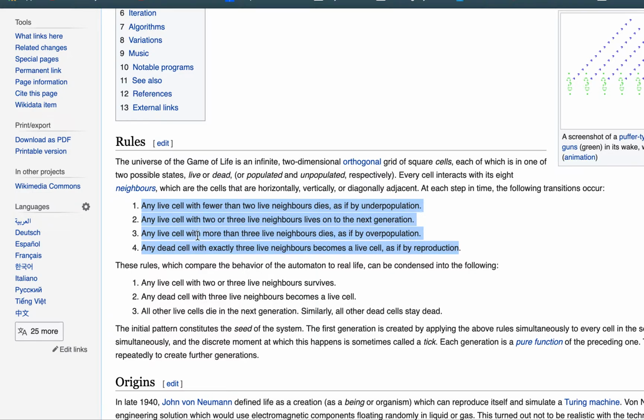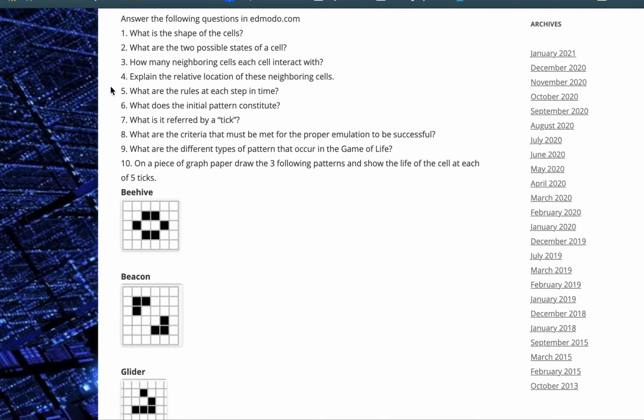When does it die? When it's overpopulated, more than 3. And more than 3 doesn't mean just 4. Make sure you understand that you can have up to 8 neighbors. Somebody answered with a 4, and that's not the correct answer. And then if a cell is dead, it can come alive if it has exactly 3 live neighbors. Okay, so that is that question. Let's go back to that was number 5. So those rules have to be clearly specified.